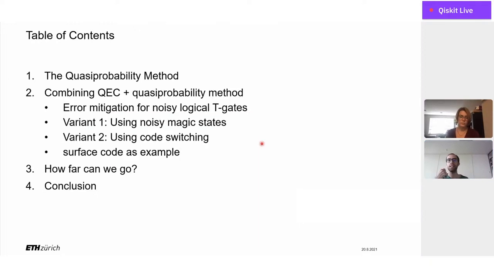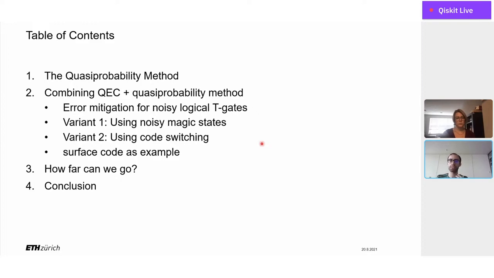So with that out of the way, let me give you a brief overview of what I'm going to talk about for the rest of my presentation. First of all, I'm going to introduce you to the quasi-probability method, which is one specific error mitigation technique, which we're going to focus on in this talk. And then I'm going to explain how you can combine this quasi-probability method together with quantum error correction. Basically, we're going to look at noisy logical T gates, and we're going to error mitigate the noise of these noisy logical T gates.